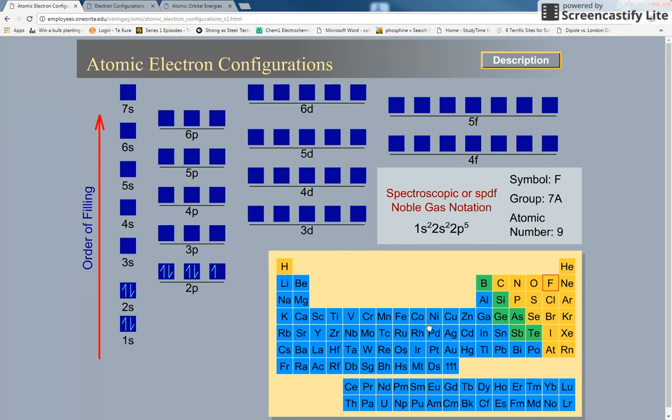So explore the simulation, look at how the atomic number adds up. All these small superscript numbers add up to the atomic number, so you can use that as a check to see if you've made any errors. See how you fill them up, which gets filled before which other orbitals.